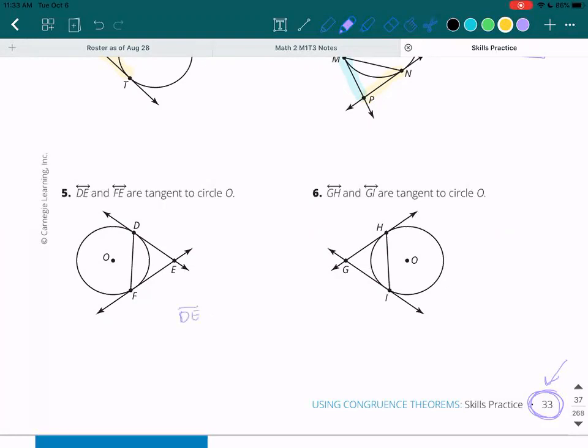Somebody says DE and FE. Correct. Good. Let me write that down. Line segment DE is congruent to line segment FE. Let me highlight those. DE is this top one. FE is this bottom one. Oops, I didn't write the segment. There you go. Good job. Thank you to the student who private messaged me the answer. Yes, you are correct.